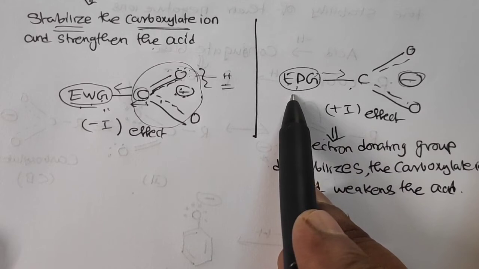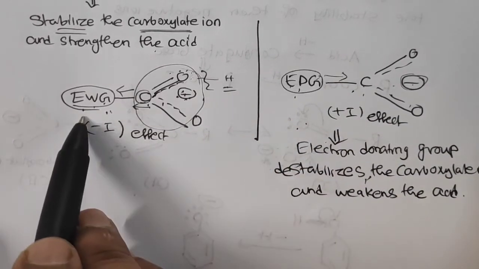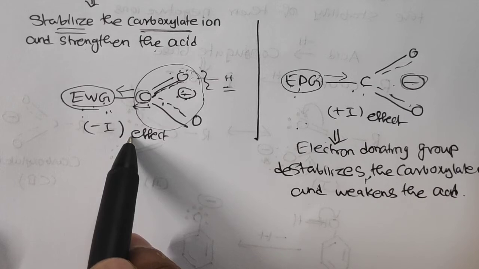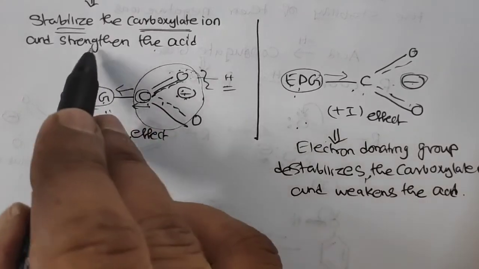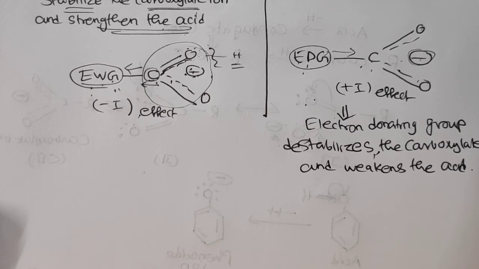Meaning if an electron donating group is attached to the carboxylate ion, then it will be a weak acid, and if an electron withdrawing group is attached to the carboxylate ion, then it is a strong acid. Understood? Now this same thing is explained in your textbook.